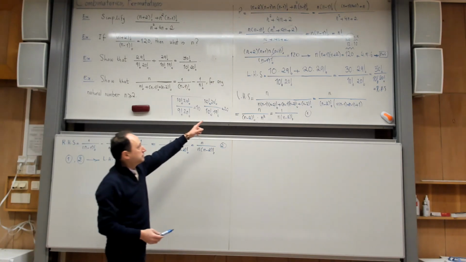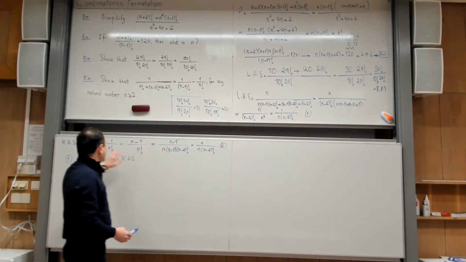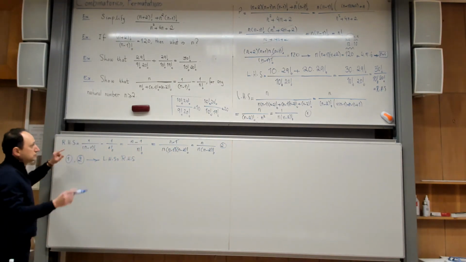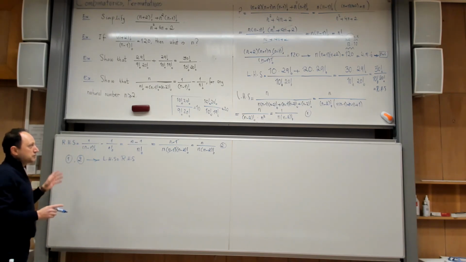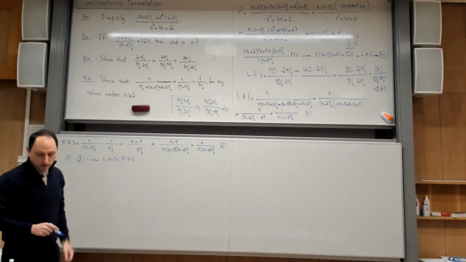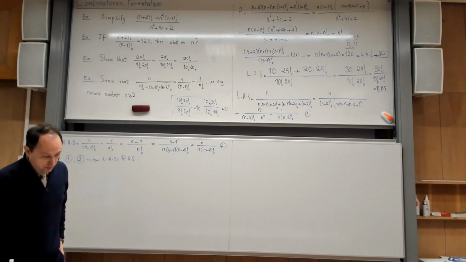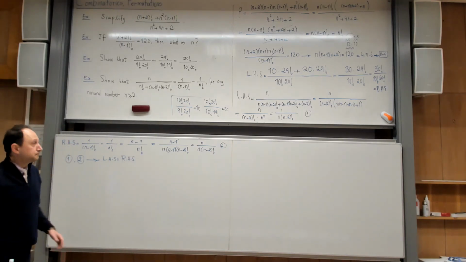I simplified the right-hand side to one expression. I simplified the left-hand side also to the same expression. Two expressions are equal to the same thing. It means that they are also equal themselves. Okay. Any questions? Wait. Yes?